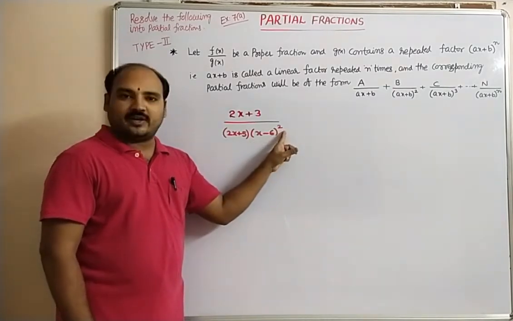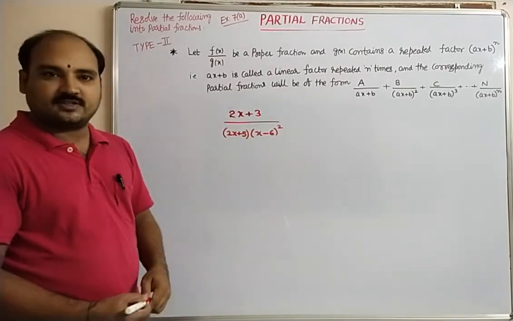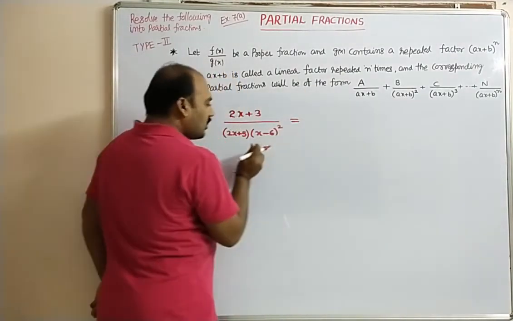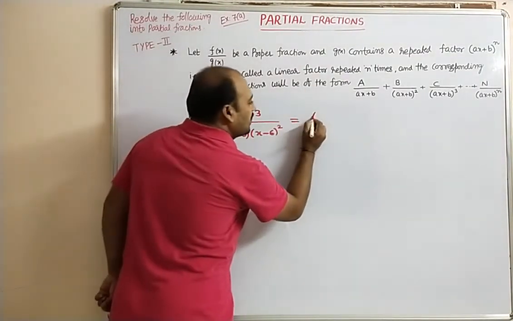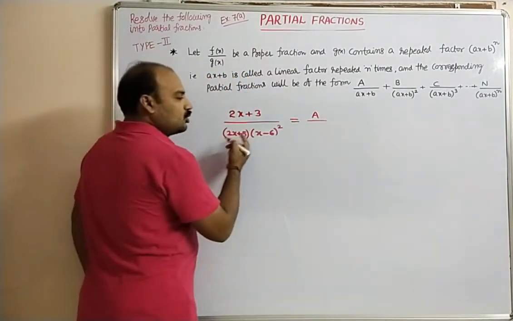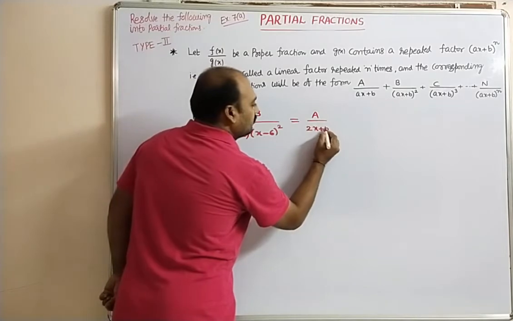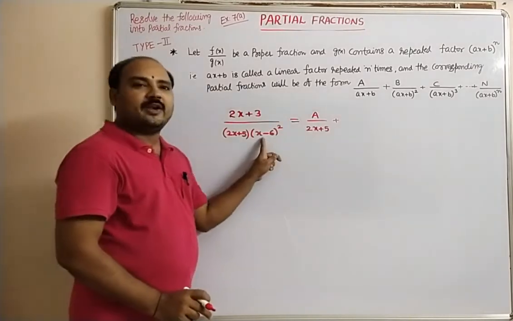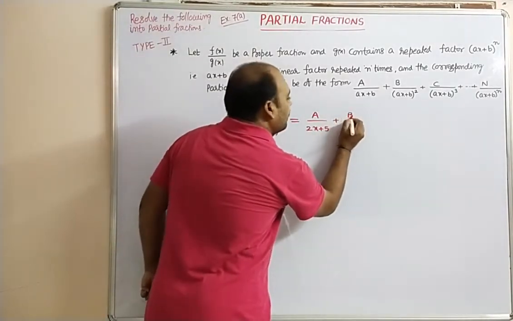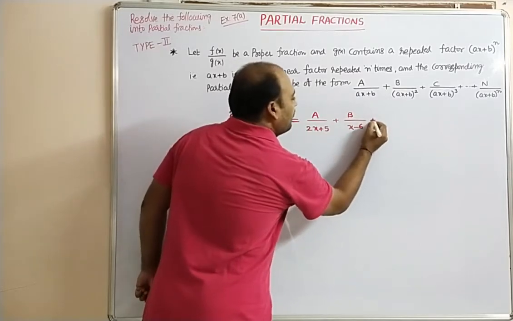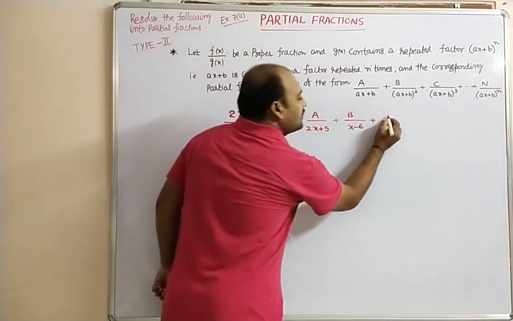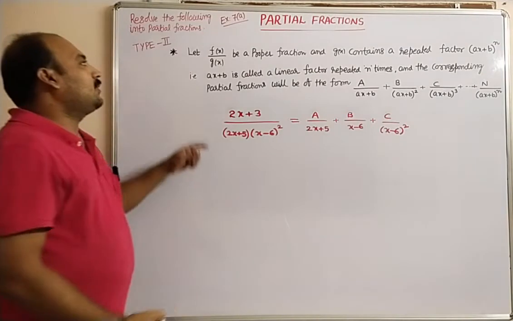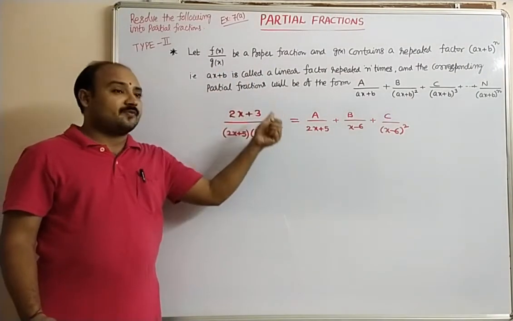(x minus 6) whole square, that means (x minus 6) into (x minus 6). So we can express the partial fractions in the form of, for the first factor 2x plus 5, capital A divided by (2x plus 5), plus capital B divided by (x minus 6), since it is repeating twice. For the first time, capital B divided by (x minus 6). Whenever it is repeated, (x minus 6) whole square, next time capital C by (x minus 6) whole square. Like this you have to express the proper fraction as partial fractions.